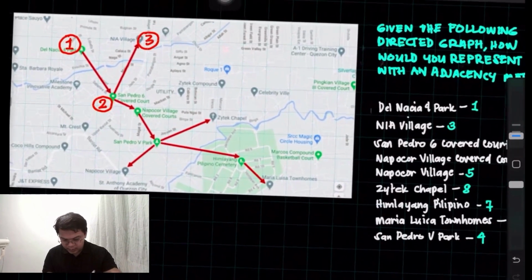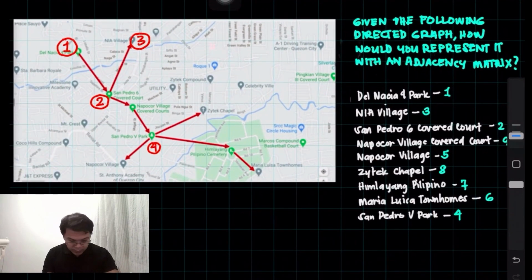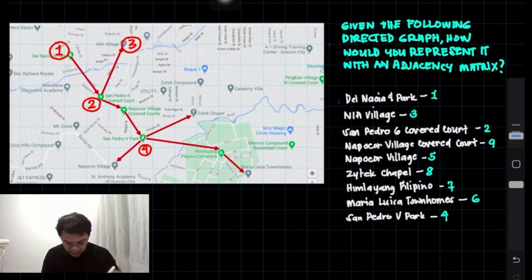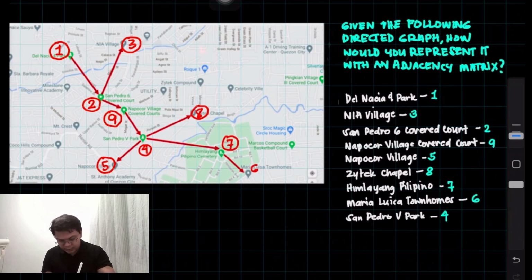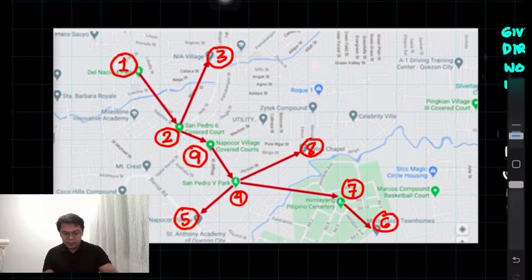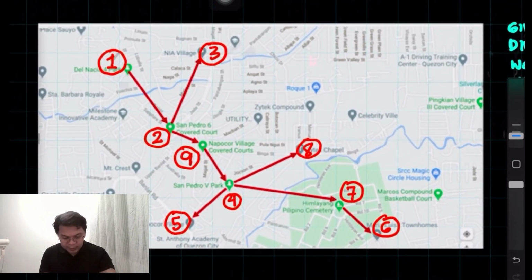Let's just make it a little bit bigger. Four. So what about Napocor Village covered courts? That's actually number nine, almost at the center of the graph. Napocor Village is fifth. Vertex 5, Zytec Chapel is vertex number 8, Himlayang Filipino is our 7, and Maria Luisa Townhomes is our 6th. Let's zoom it down. There you go. We have indicated the order by which our vertices are organized. So I think we're ready to build our adjacency matrix now.